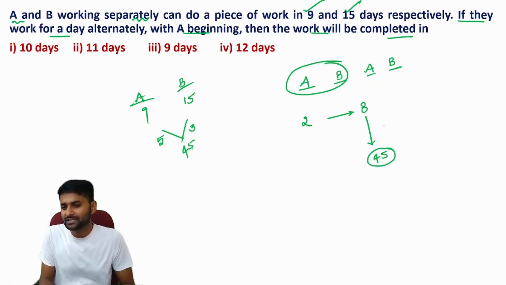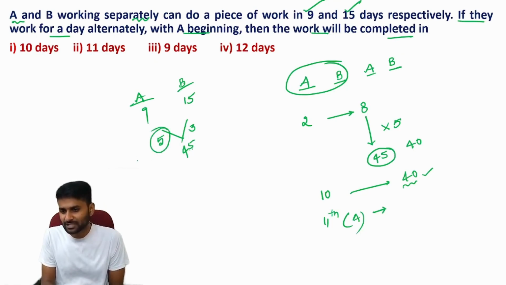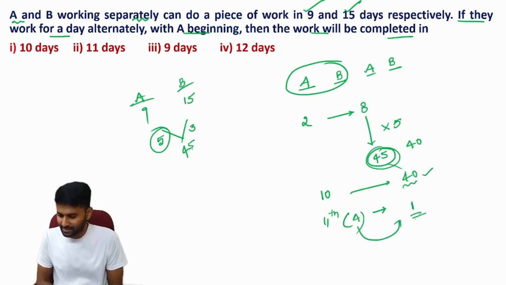So what is the nearest multiple of 8? 8 into 5 is equal to 40 units. It means in 10 days they will complete exactly 40 units. Now after the 10th day, who will work on the 11th day? Definitely on the 11th day A is working. So according to that information, guys, A will complete 5 units per day. Here the remaining work is also 5 units. It means A takes exactly 1 day to complete the remaining work.